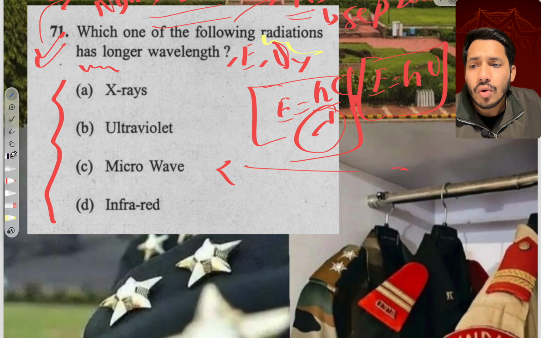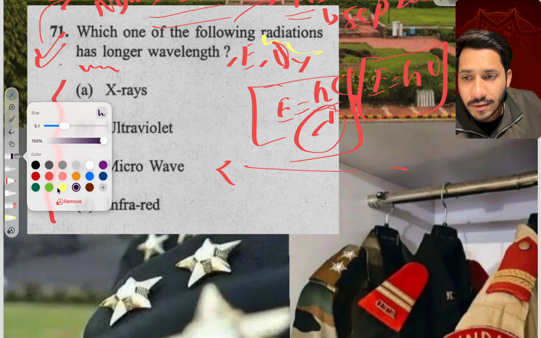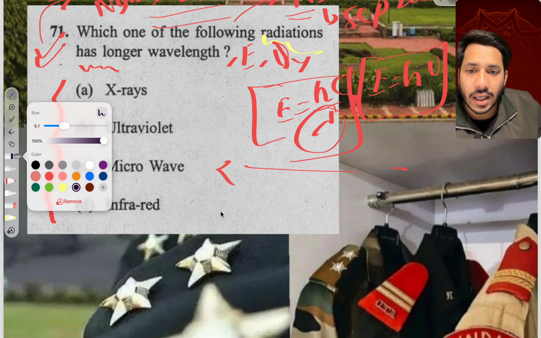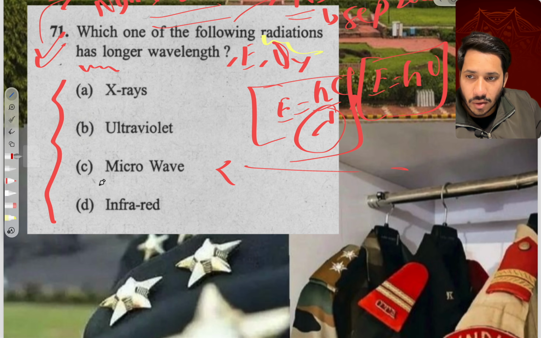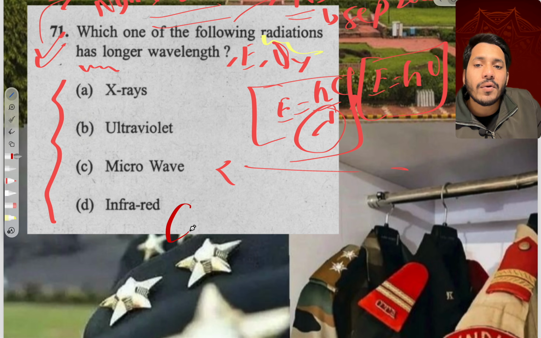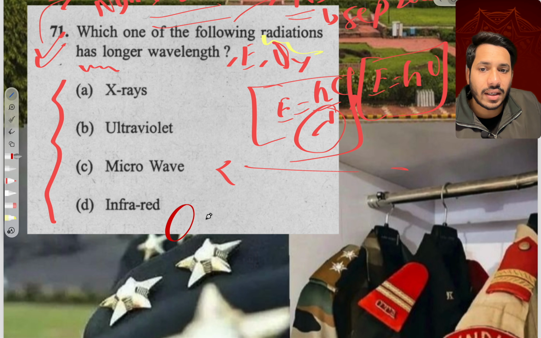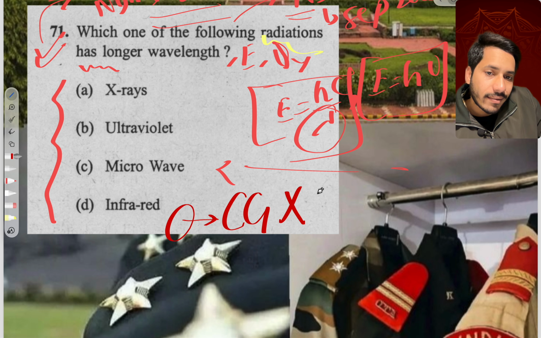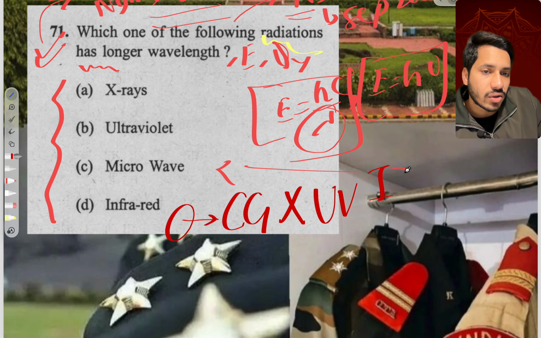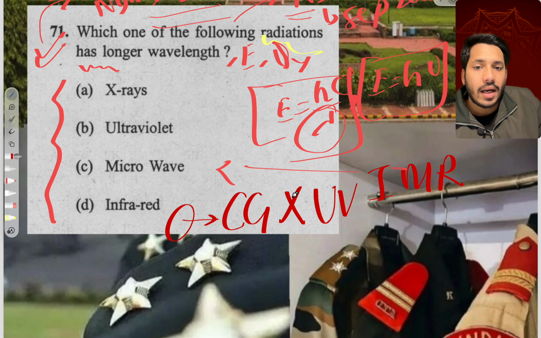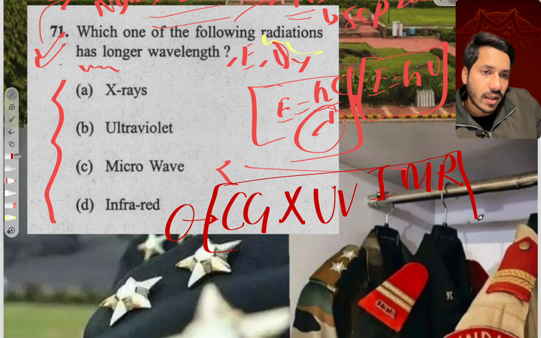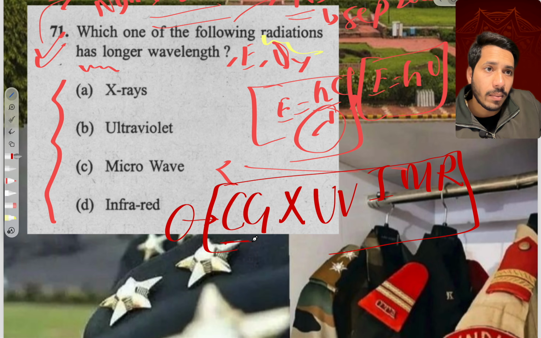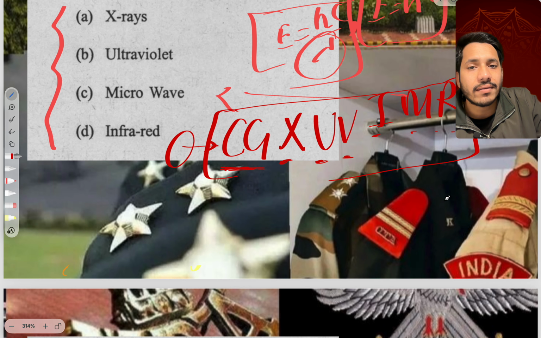Someone will say, sir, how can we remember this? My dear friend, it is really very easy. Just take a note here. If you can remember this trick, then it's very good. The trick is: Chandigarh ki XUV in my range. This is how to remember it: Chandigarh ki XUV in my range.